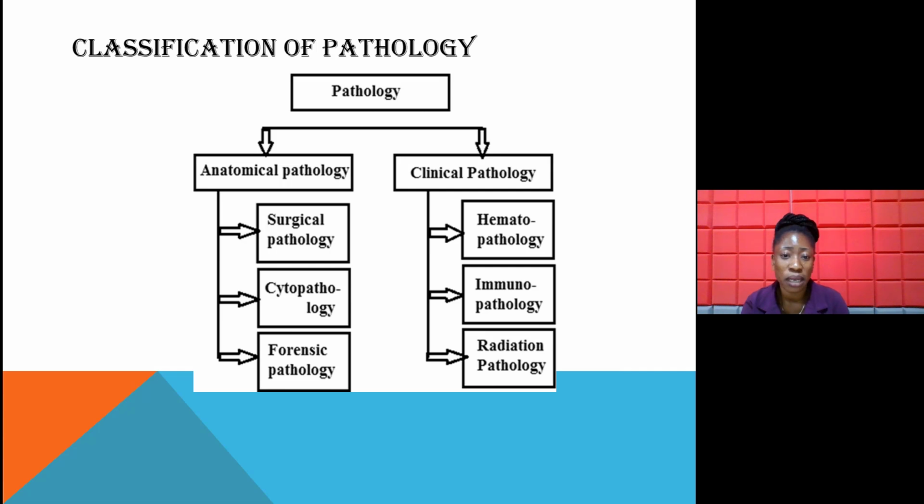Now, for anatomical pathology, you can see that it is divided into three. We have the surgical pathology, the cytopathology, and the forensic pathology. While the clinical pathology is divided into three also. We have the hematopathology, immunopathology, and radiation pathology.